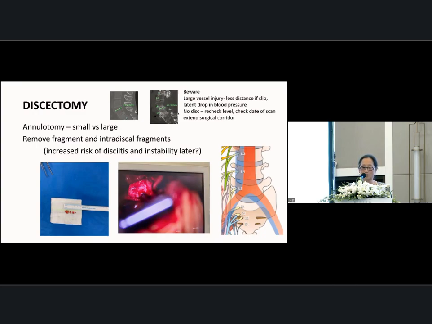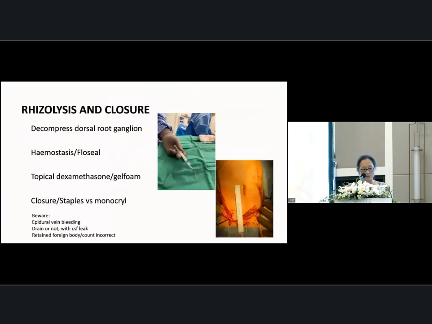You just need to extend the corridor because you have to find this disc. If you don't find a disc, then I take another shot with my Watson chain in the annulotomy to make sure that at least I'm at the right level or the intended level of surgery. So then we perform a rhizolysis. So always make sure I decompress the dorsal root ganglion.